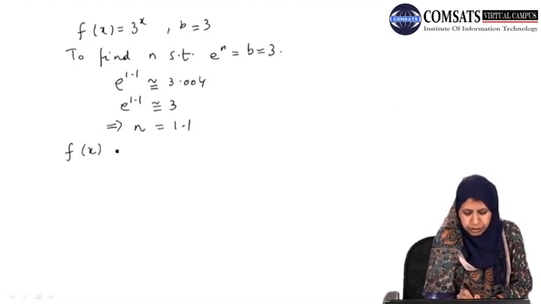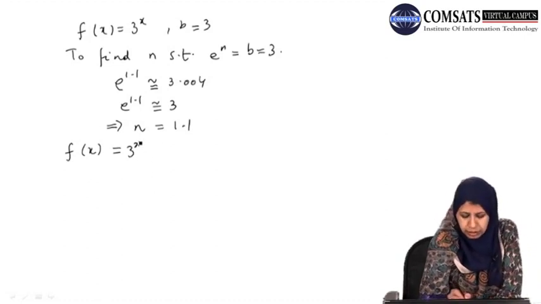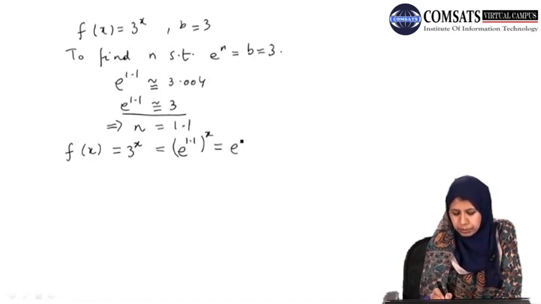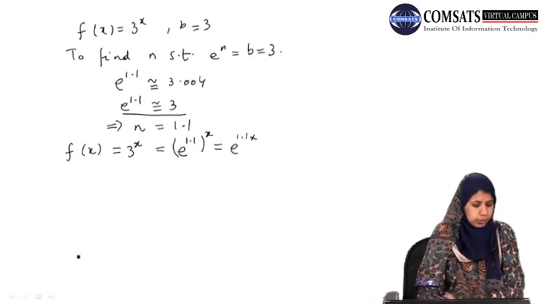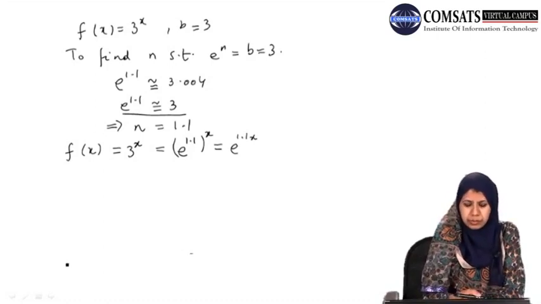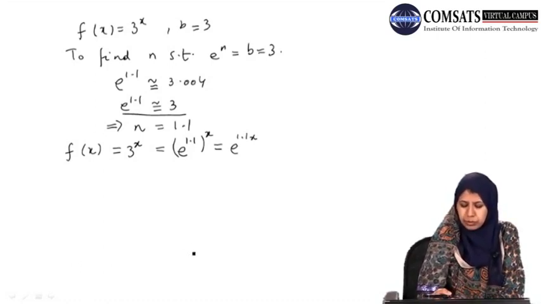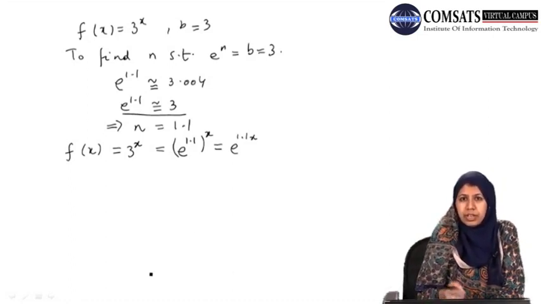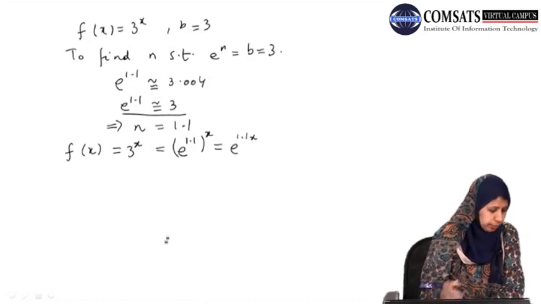So what will be the converted function? We had f of x equals 3 to the power x, and now 3 is equivalent to e to the power 1.1, whole to the power x, using the property of exponents. This is nothing but e to the power 1.1 into x. So this is our function with base b equal to 3 converted to the function with base e. Similarly, we can convert a function of any base to a function of base e.